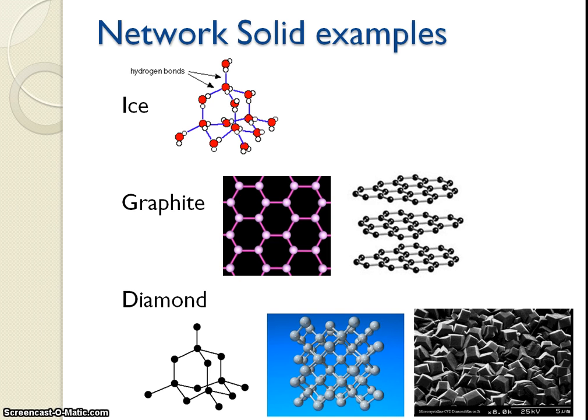Ice is a network solid. Graphite is in your pencils, and you can see it makes kind of hexagons, and those sheets of hexagons can break off onto your paper, and that's how you write. And then diamond, because of those bonds, is the strongest thing on Earth. So the only thing you can cut a diamond with is another diamond.